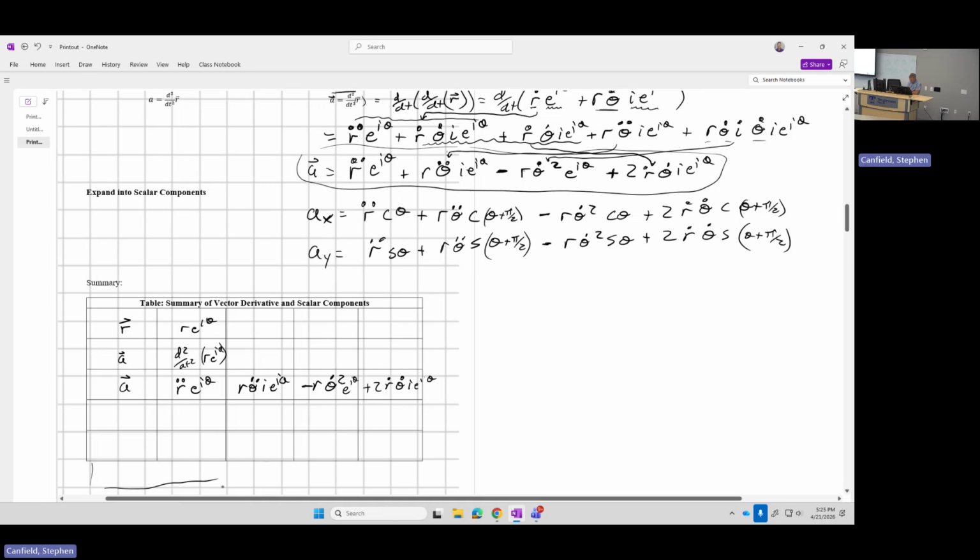Add one more row. We got our a_x term and our a_y term. I'm going to let you expand those out, but you should write those into your notes. So you have an r double dot cosine theta and r double dot sine theta. You should complete these notes.